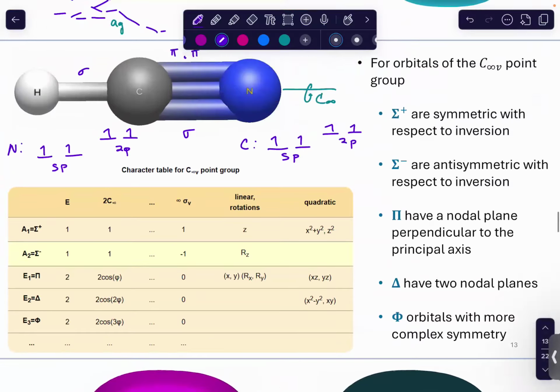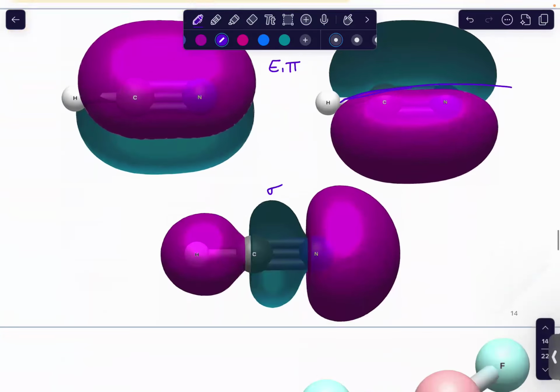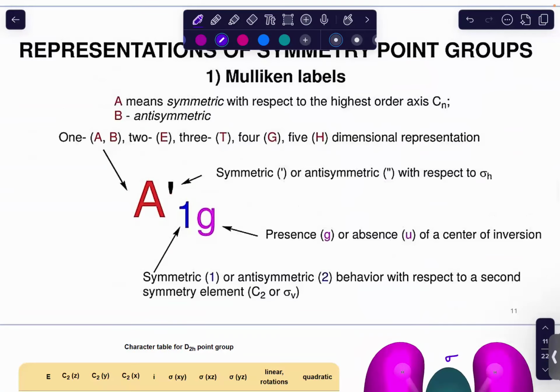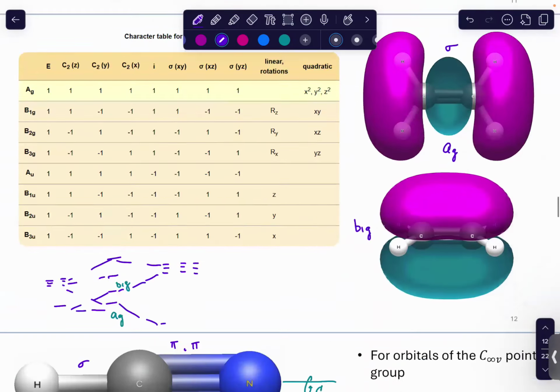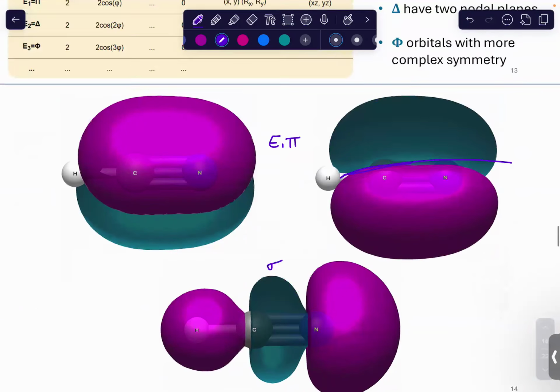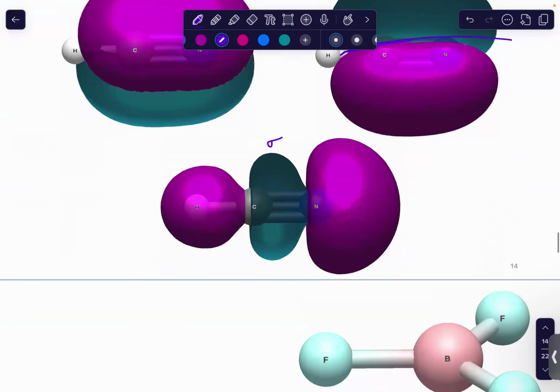So let's take a look at that. It's also aligned with the C2 axis, so it's symmetric with respect to that C2 axis. Could it be anti-symmetric with respect to a second symmetry element? Or is it symmetric with respect to another symmetry element? What if you put a sigma V through there? It has to be the A1, and so that's going to be your A1 sigma plus.